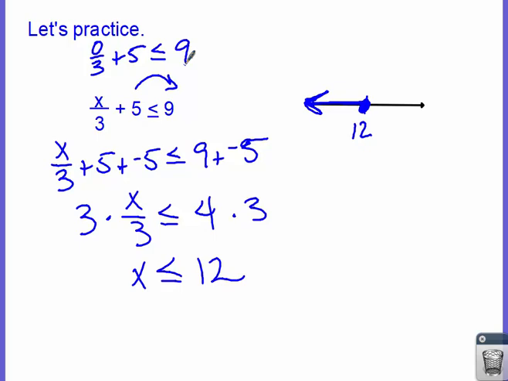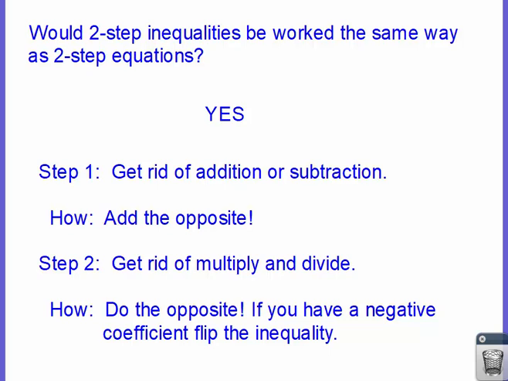And it is. Okay, so the one thing that we've got to remember when we're solving inequalities is that we solve them exactly the same way we do equations. We just have one thing to remember: if your coefficient is negative, then we're going to flip the inequality to find the solution set. So until next time.